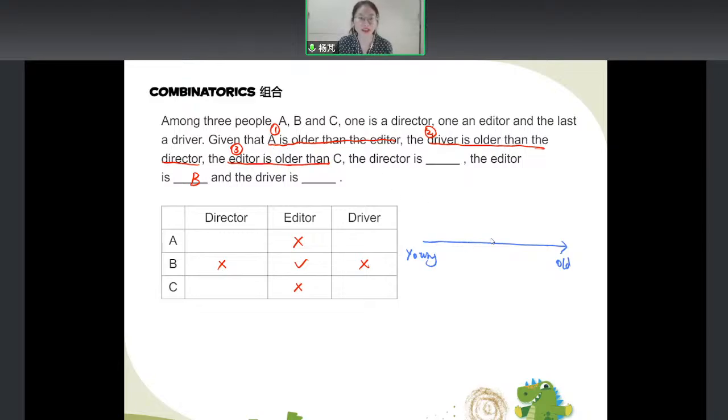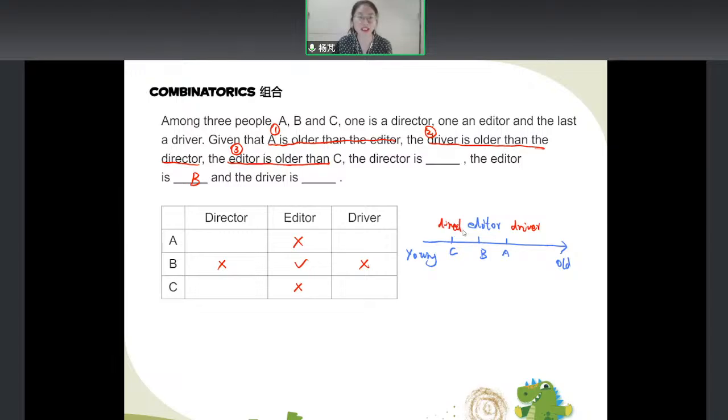So we can put A and editor on the arrow first. A is older than editor, and we already know editor is B. And according to the third clue, editor is older than C, so C must be younger than B. And according to the second clue, driver is older than director. That means the driver must be on the right and the director should be on the left.